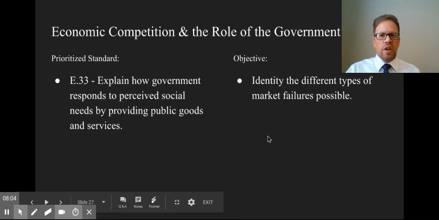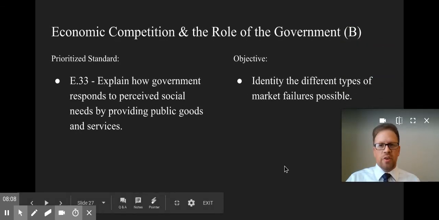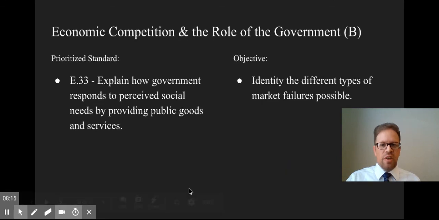All right, that concludes economic competition and the role of the government. Section B, market failures. Our prioritized standard again was Economic Standard 33, and objectively now you can identify the different types of market failures that are possible.